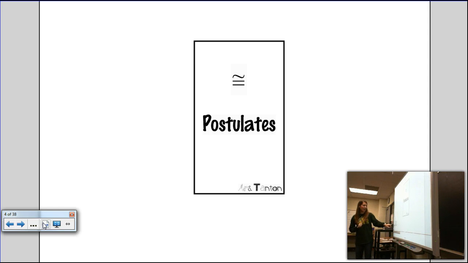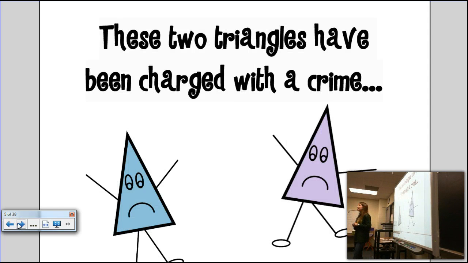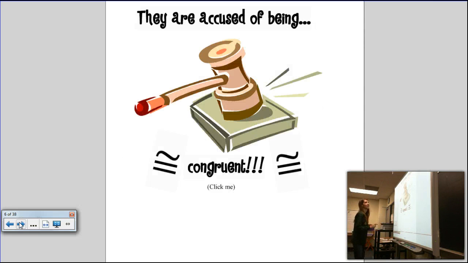Okay, ready? Moving on. These 2 triangles have been charged with a crime. Dun dun dun. They're accused of being congruent.